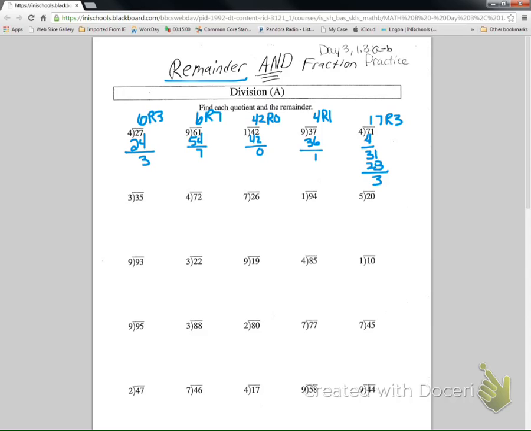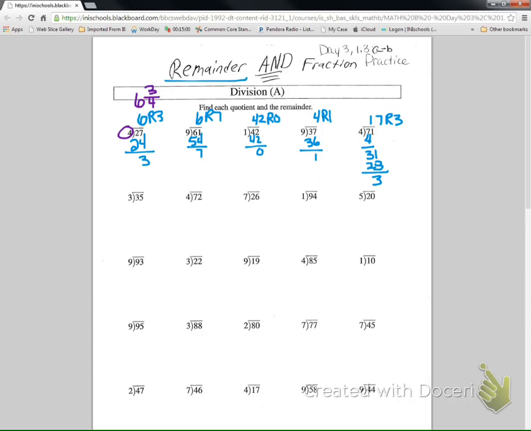The next part of the direction says to also write it in fraction form. I'm going to do these in purple. The answer, the whole number part, like in the first example, 6, still is the whole number 6. The only thing that changes is how you would write your remainder. In fraction form, whatever your remainder is, you will write on the top of your fraction or in the numerator. Whatever number you divided by, in this case 4, becomes the denominator. So the same answer, 6 remainder 3, can be written as 6 3/4.